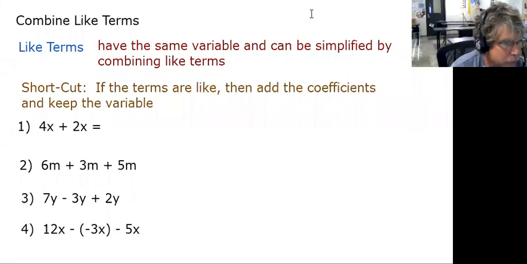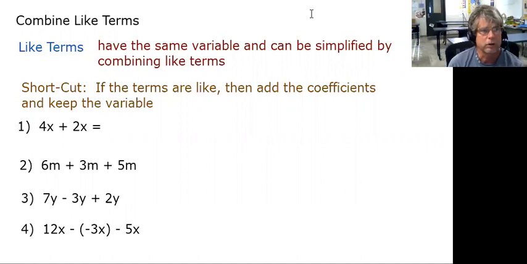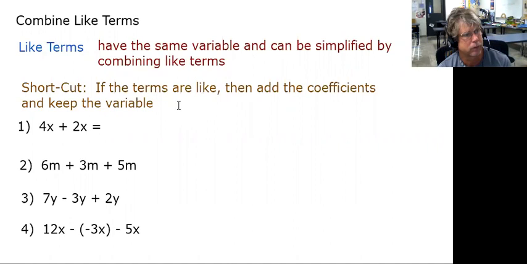So combining like terms, let's define what like terms actually are. Like terms are terms that have the same variable, and they can be simplified by combining like terms. So again, like terms have what we call the same variable. Also, a shortcut to keep in mind: if terms are like, then all you have to do is add the coefficients and keep the variable, and that will simplify the expression.